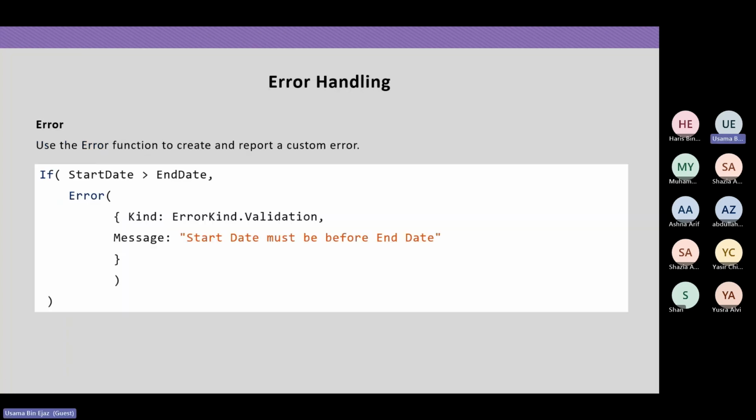And the other one is Error. This is for if you want to produce your custom error message. Like in the example, you check some condition, if the start date is greater than the end date, you have to show the error message. There is no error in the runtime or in the logic, but you want a custom error for your own business needs. So you can use this to show this message to the user as an error.